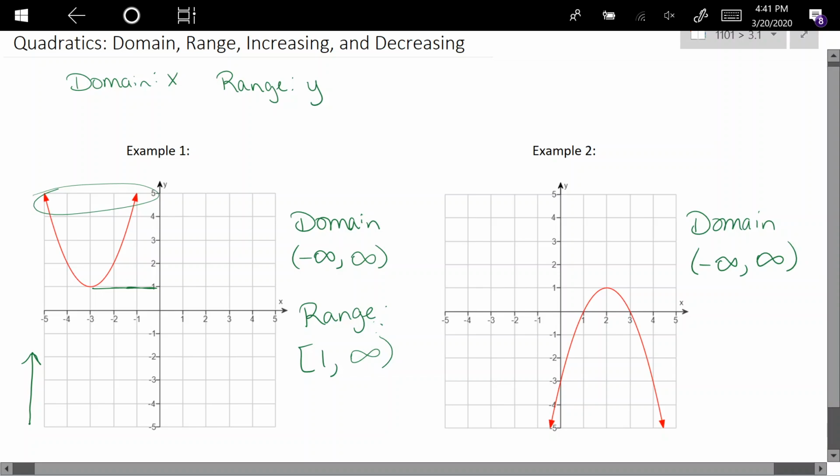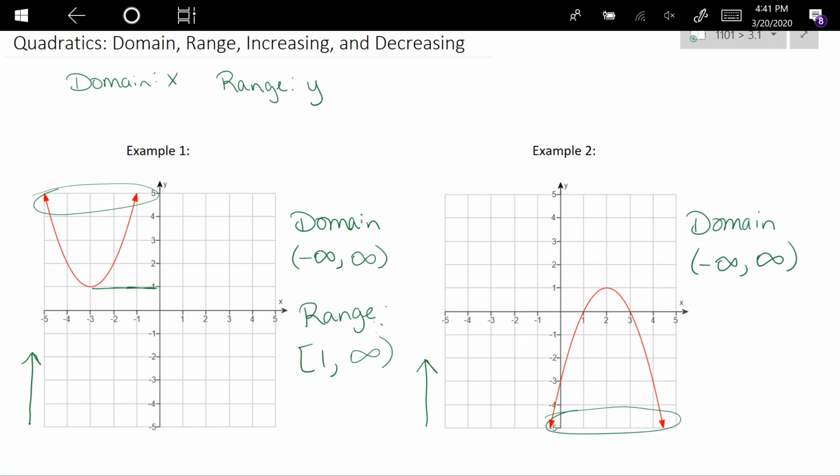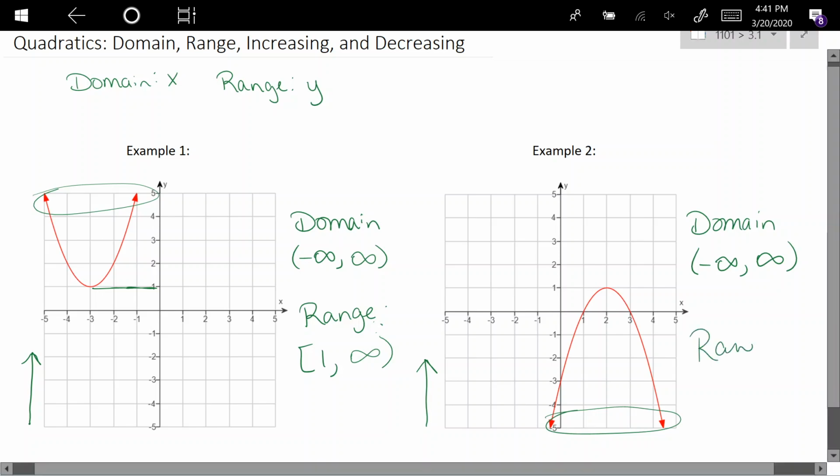Let's look at our second example. Again, we're going to look from bottom to top on our graph, and the very first thing we're going to see this time are these arrows. This tells us that our graph is going on forever in the negative y direction, so our range starts at negative infinity. So as we trace up, the very top of our graph happens at y equals 1, telling us that our range is from negative infinity to positive 1.